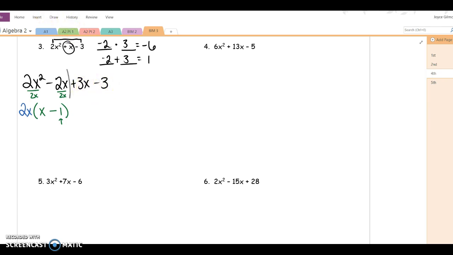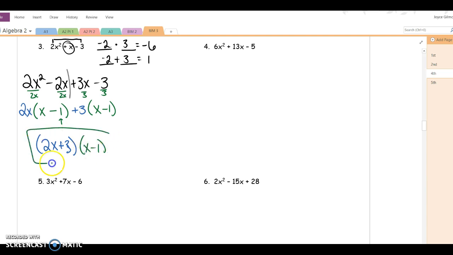3x and 3 have 3 in common. If you divide both terms by 3, you'd be left with x minus 1. So our factored form is 2x plus 3 times x minus 1.